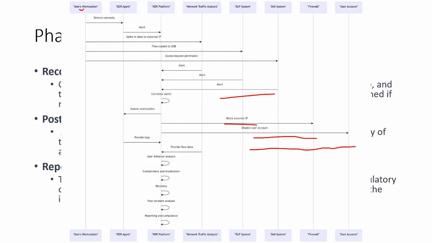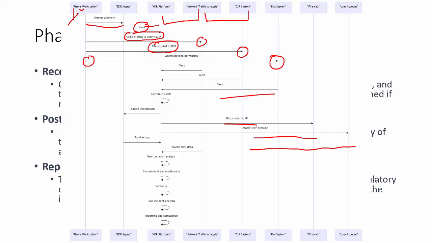Okay. So, same thing we discussed: the user has discovered suspicious activity, so they send the information to EDR. The EDR agent gives the alert to the XDR that there is a spike in data going to external IPs. Along with that, when the user's device connects a pen drive and he copies data, that information goes to the XDR. The user also tried to access a file for which he does not have permission, so that breaches access permission, and that log goes to the IAM system. DLP records it, and network traffic analysis also captures the activity. All this information goes to the XDR.